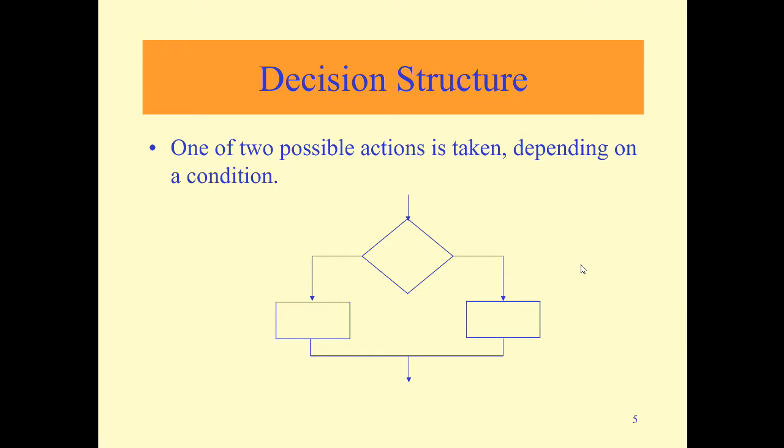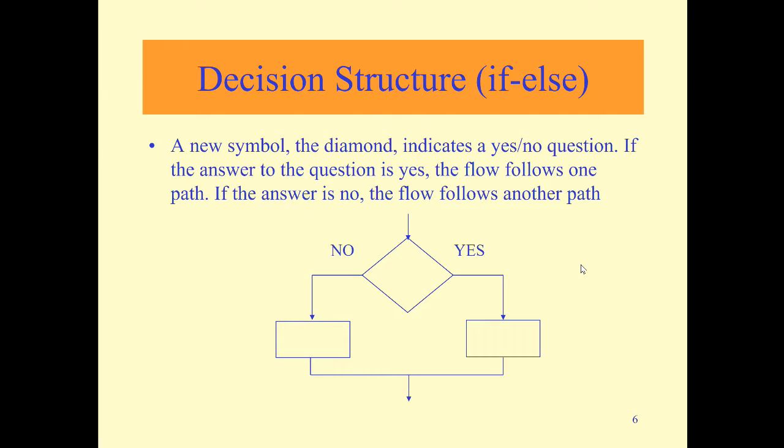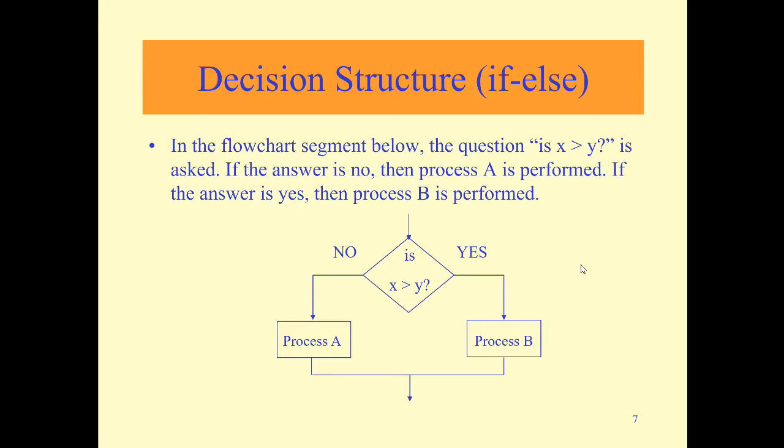If you're using a decision structure, there's one of 2 possible actions to be taken, which depends on a specific condition. A new symbol, which is a diamond, indicates a yes or no question. If the answer to the question is yes, the flow follows one path, and if the answer is no, then the flow follows another path. In the flowchart segment below, the question asked is: is X greater than Y? If the answer is no, then process A is performed. If the answer is yes, then process B is performed.